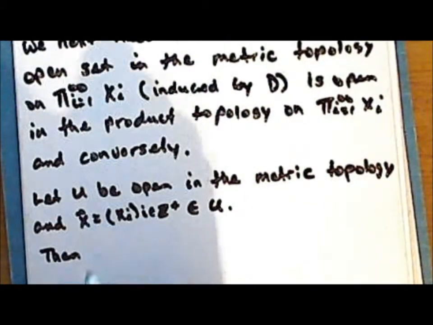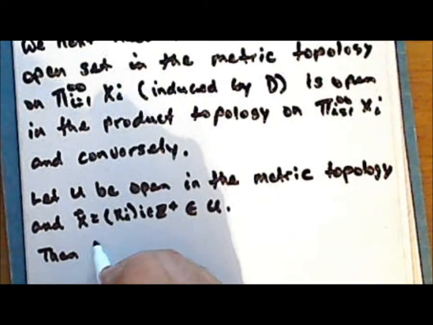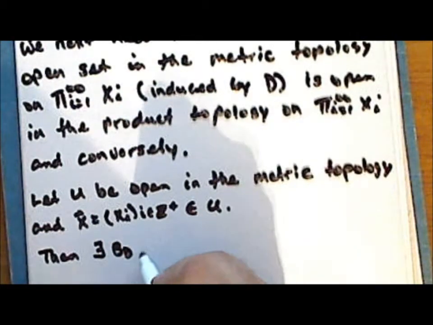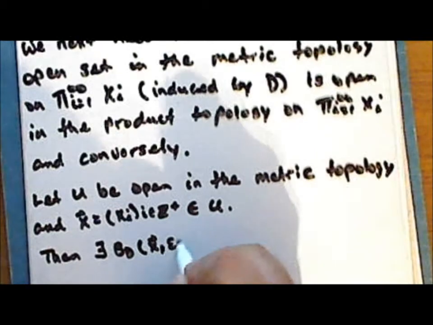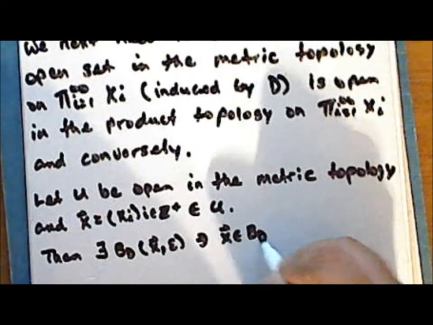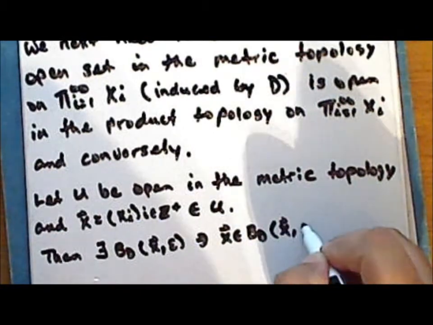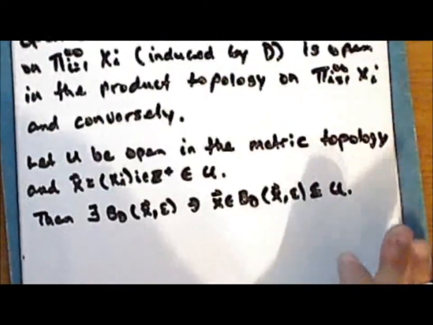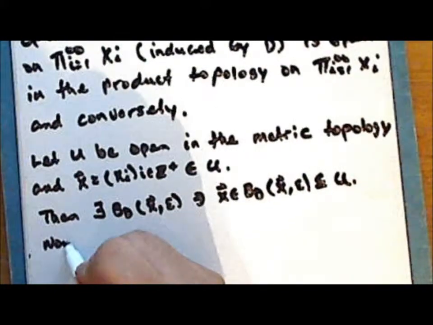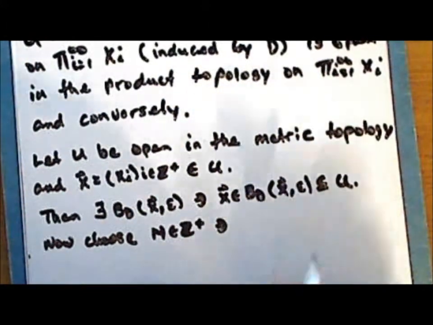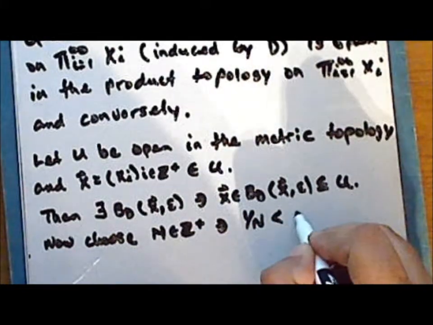Then, by the previous theorem that we reminded ourselves of, there exists a basis element, which is an open ball in the metric D, centered at x with radius epsilon, such that the point X is in this open ball, centered at x with radius epsilon, which is itself a subset of the set U. Now, we choose a positive integer n such that 1 over n is strictly less than epsilon.